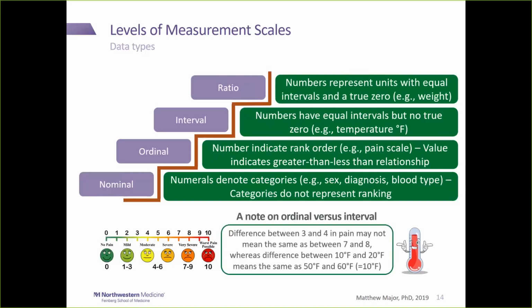It might not mean the same across participants or patients, and it might not mean the same within the same participant. Whereas the difference between 10 degrees and 20 degrees Fahrenheit is the same as between 50 degrees Fahrenheit and 60 degrees Fahrenheit. That difference is always going to be 10 degrees Fahrenheit. I bring this up only to emphasize that ordinal data just represents position, but it doesn't represent quantity. Keep this in mind as we start to go through some of the data analyses.